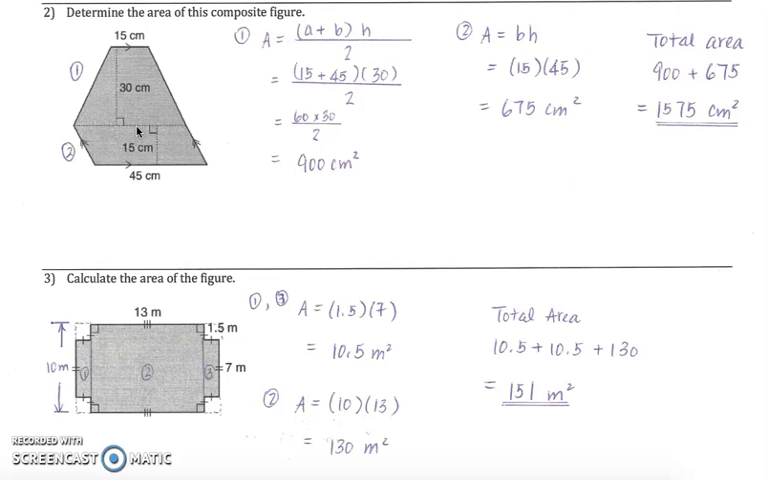Following order of operations, add 15 and 45 first, that's 60. Times 30 divided by 2, you get 900 square centimeters.